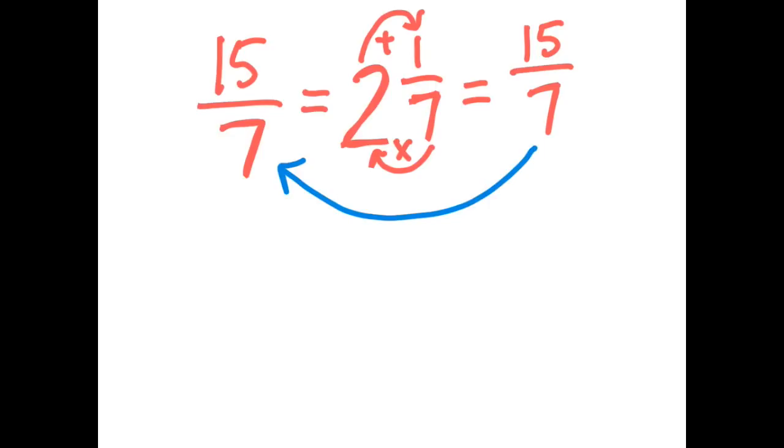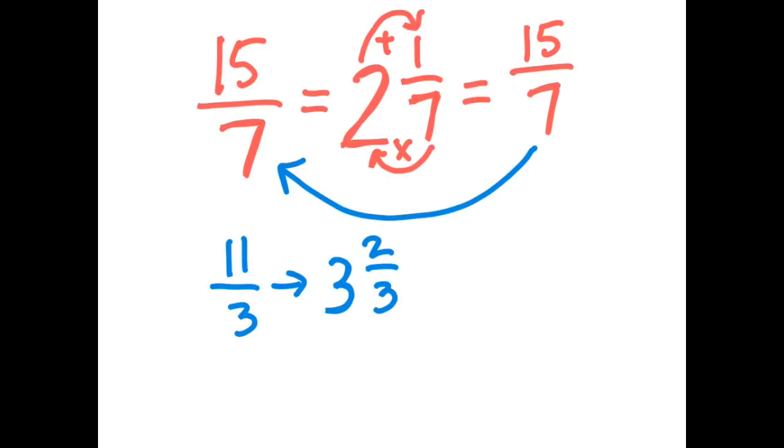Let's try another example. I have 11/3, and I'm going to change this to a mixed number. So how many 3s can I pull out of 11? I can pull 3. 3 times 3 is 9, and 11 minus 9 is 2. So I have 3 2/3 is the same as 11/3.